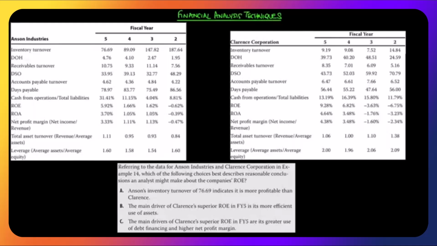We've got Anson compared to Clarence. Anson and Clarence in Exhibit 40 example, which is what we did earlier. Which of the following choices best describes reasonable conclusions an analyst might make about the company's ROE? A. Anson's inventory turnover of 76.69 indicates it's more profitable than Clarence. Nope. That's efficiency. It's not part of the breakdown of ROE. B. The main driver of Clarence's superior ROE in financial year 5. Clarence, financial year 5, ROE 9.28 as opposed to 5.92. Is its more efficient use of assets. More efficient use of assets.